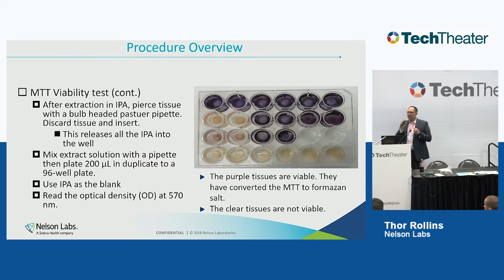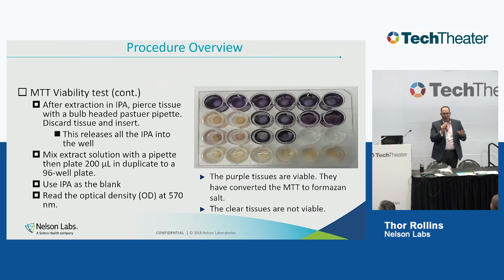So MTT is a salt, and this salt will be metabolized by healthy cells. So if there's been no irritation reaction on the cell line, then these cells will metabolize this salt and turn purple. But if the cells are not doing very well or dead, obviously they're not going to metabolize the salt, and they'll stay clear. So we take these tissues, we expose them to this salt, and then if the tissue stays clear, then we know there's been cytotoxicity happening on these tissues, which then translates to irritation. If they turn purple, then we know they're healthy and they're happy, which means no irritation.